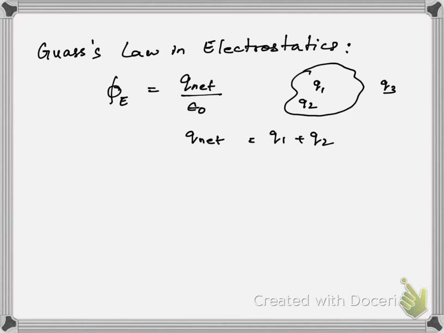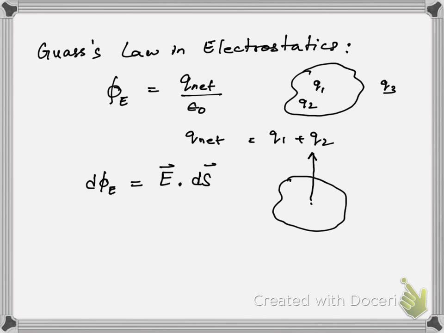Now, through a small elementary area, the net flux which emanates is given by d phi E is equal to the dot product of electric field vector and the area vector. Now for a surface, the area vector is always along the perpendicular drawn to it. So this is your ds vector. The area vector is always perpendicular to the plane of the surface.